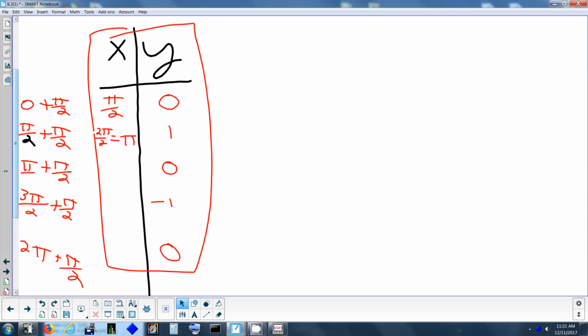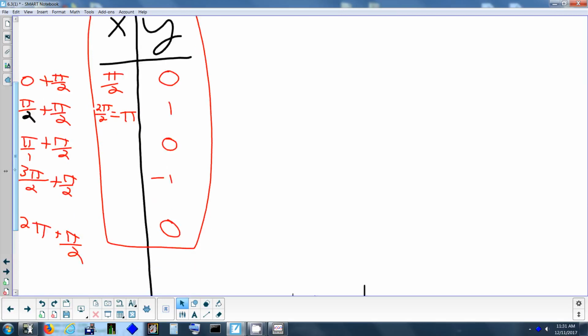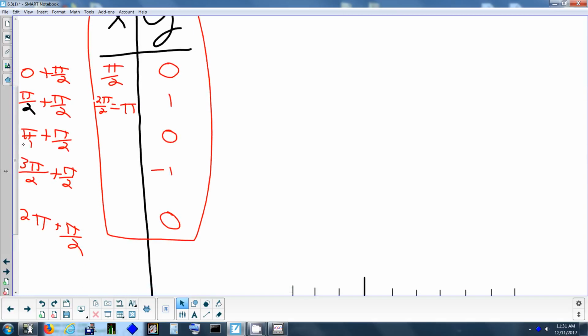Okay, next one. What's my common denominator between 1 and 2? 2. So what would we multiply top and bottom by? 2. That would be 2 pi over 4. I don't really have the space, so I'll do it off to the side. Multiply top and bottom by 2. And now we have 2 pi over 2 plus 1 pi over 2. How much is that? 3 pi over 2.